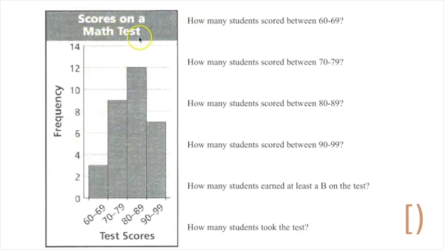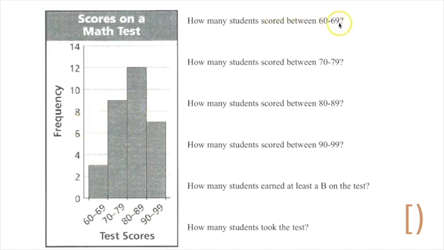This is scores on a math test. This is the frequency, how many students scored these values. And look at the breakdown from 60 to 69: how many D's, how many C's, how many B's, how many A's. Just by looking at it, I could say that most people got a B, a few people failed or got a D, and the next closest was C. So we could look at it like that.